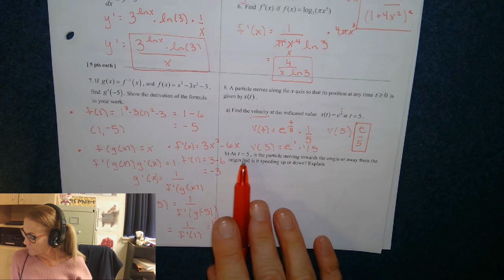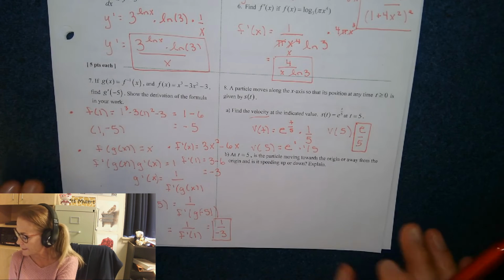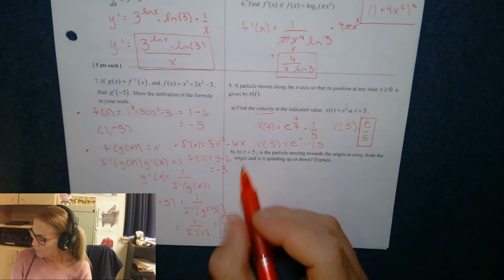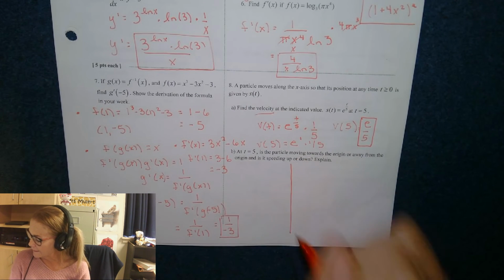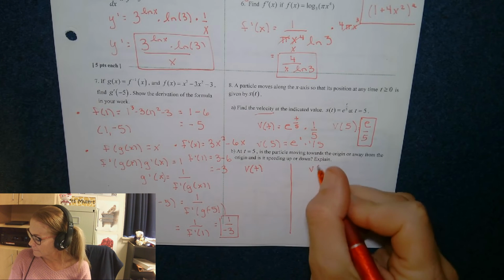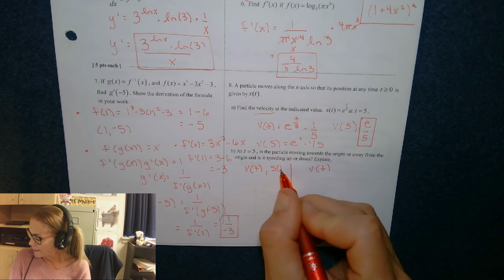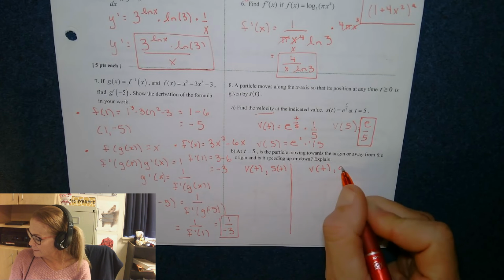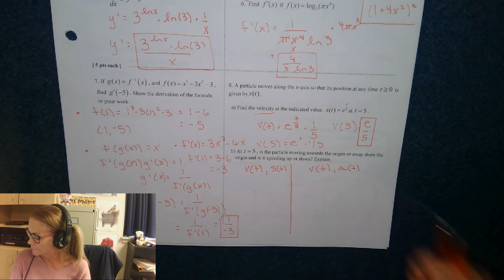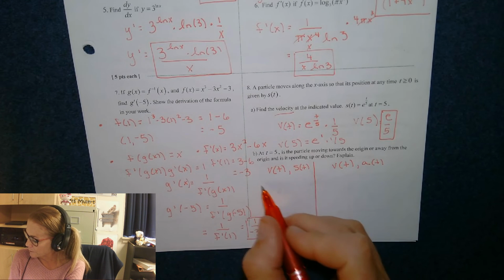At t equal to 5, is the particle moving towards or away from the origin, and is it speeding up or down? Okay, so I want to analyze v of t for both. For towards or away, s of t, and for speeding up or speeding down, acceleration. Okay, so let's go ahead and do towards.